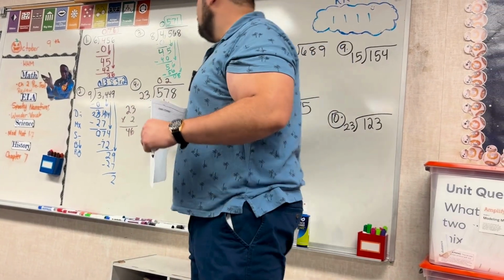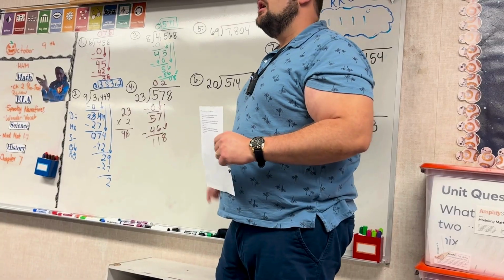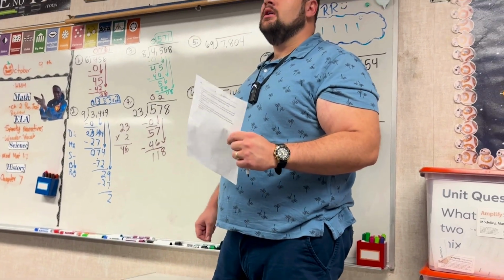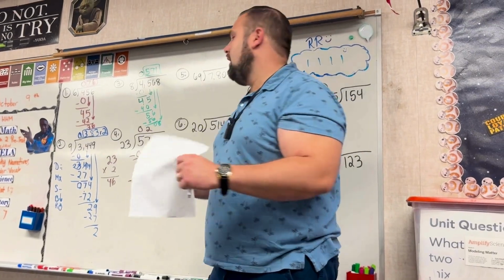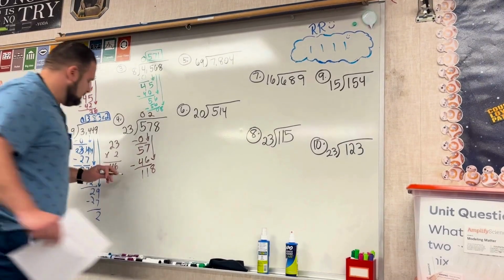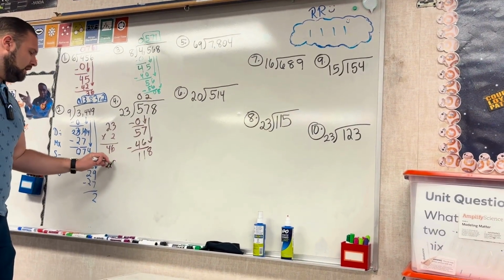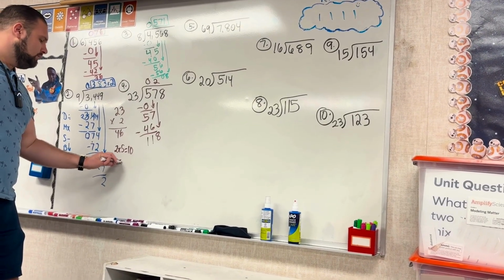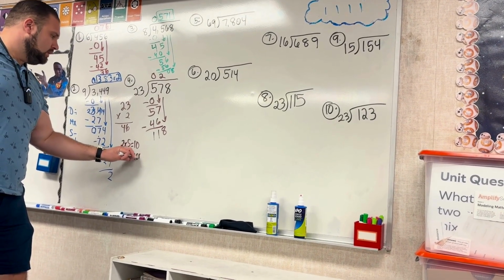Now, I don't know my 23s that well, but I know 20 times 5 is 100. I know my 2s, right? 2 times 5, and I can write this down, but I've done this a lot already. I know 2 times 5 is 10. So I know 20 times 5 is 100.